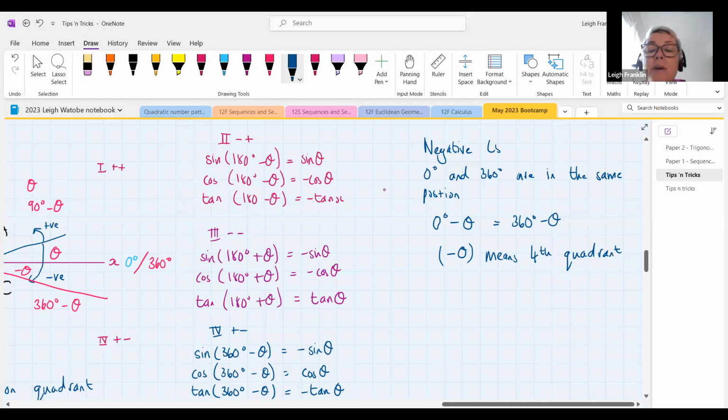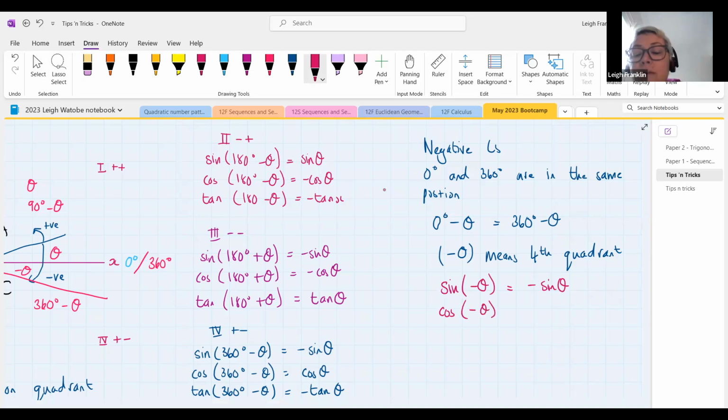Okay, so they can give us sine minus theta, that reduces to negative sine theta, or cos minus theta, this reduces to positive cos theta, or tan minus theta, this reduces to negative tan theta. That is because sine theta and tan theta are negative in the fourth quadrant. Okay, because that is where y is negative. Cos theta is positive because x is positive and r is always positive. Okay, so that's the deal with negative angles.